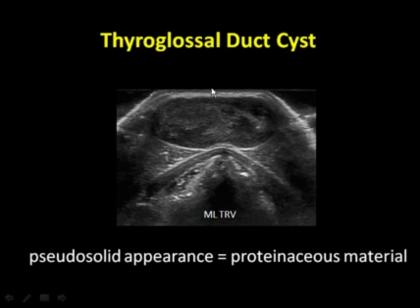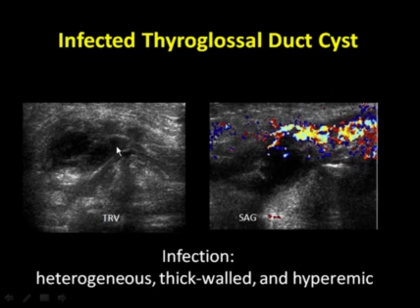Another case here is at the hyoid bone. This lesion is at the level of the hyoid bone, and again it has internal echoes due to proteinaceous material. Some people call this a pseudo-solid appearance. Here's a case which has thickening of the wall of the cystic structure, some septations, and abnormal color flow in the adjacent soft tissues.